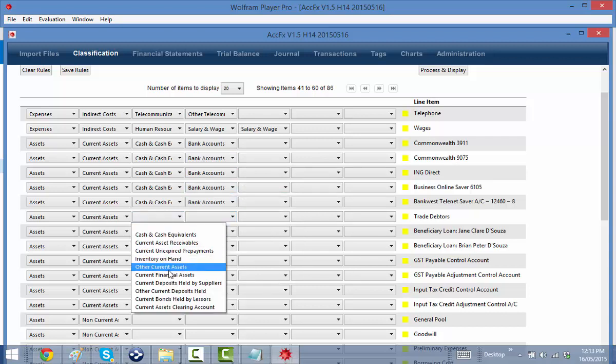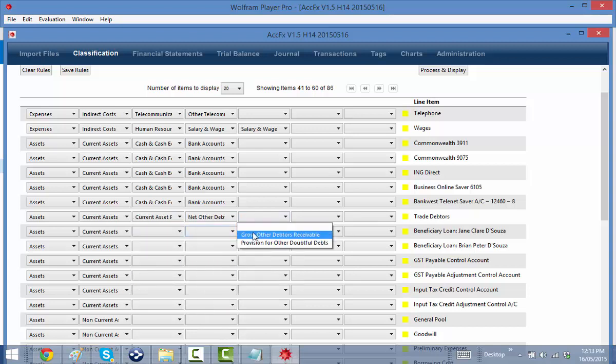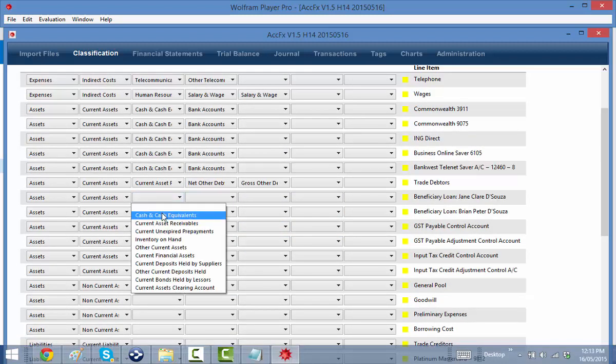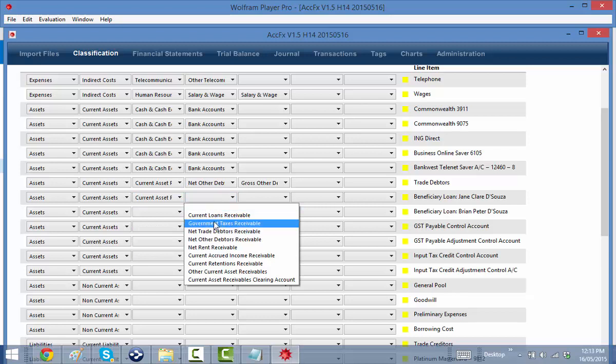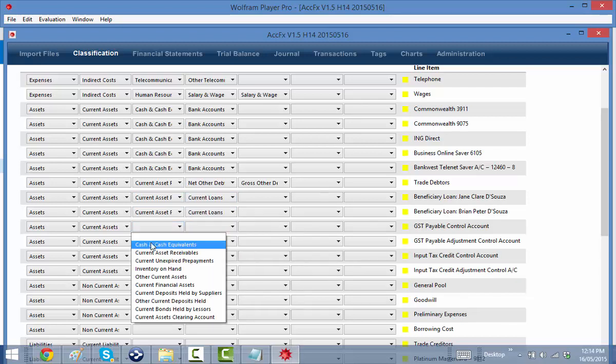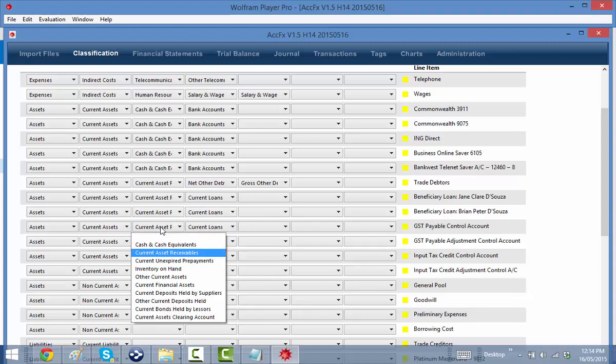trade debtors, so current assets receivable, net trade debtors, gross trade debtors. If you've got provisions in there, you've got to deal with those. Beneficiaries, current asset receivable, these are current loans, current assets, current loans. Okay, so made a mistake there, fix it.